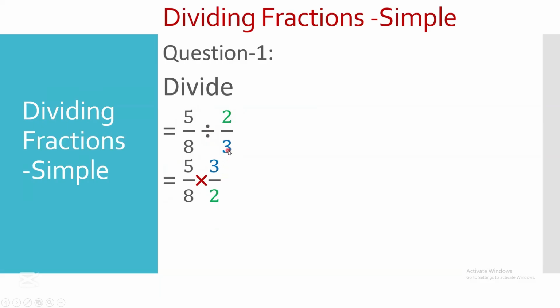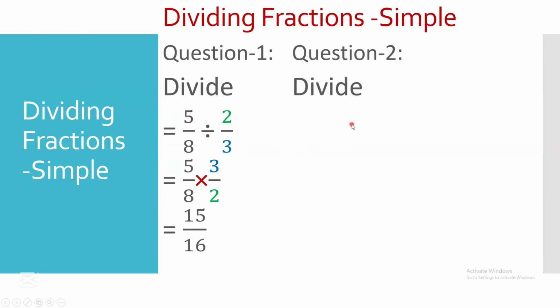It will be upside down. 3 will go up, 2 will come down. Now you have to do the multiplication. You have to try to cut them and write the answer. Here you cannot cut, so 3 multiplied by 5 is 15, 8 twos are 16. So my dear students, I have used color here to make it clear.